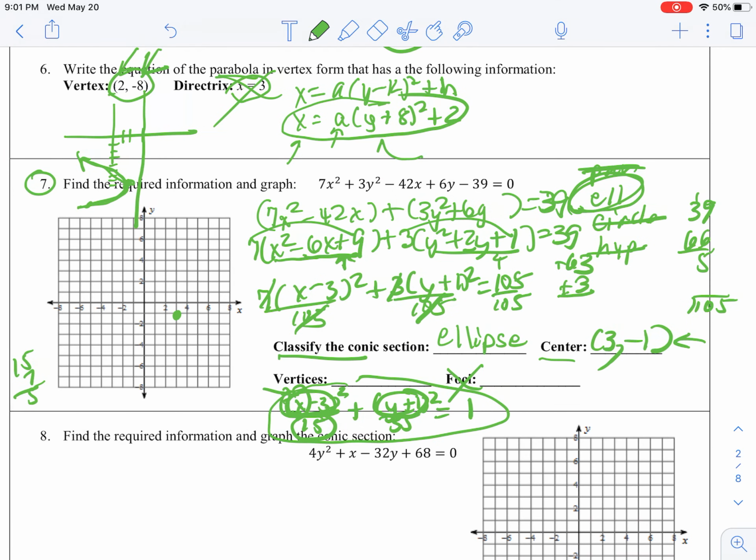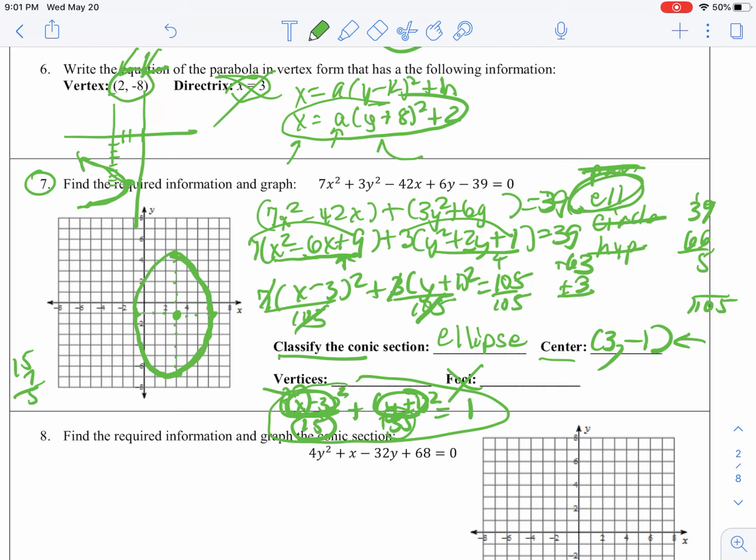So this one I'm going to go out 1, 2, 3, almost 4, and back 1, 2, 3, almost 4. And then I'm going to go up and down square root of 35, which is almost 6. 1, 2, 3, 4, 5, almost 6. It's an ellipse, so I join them together like this.